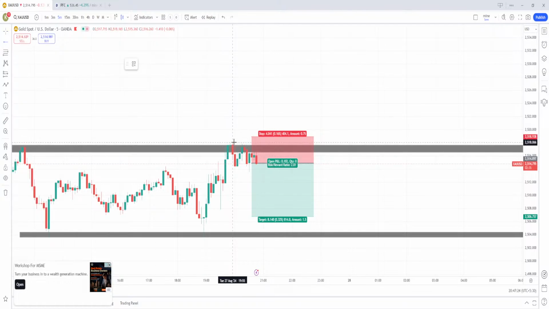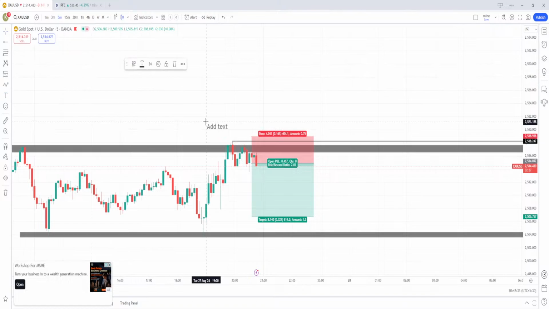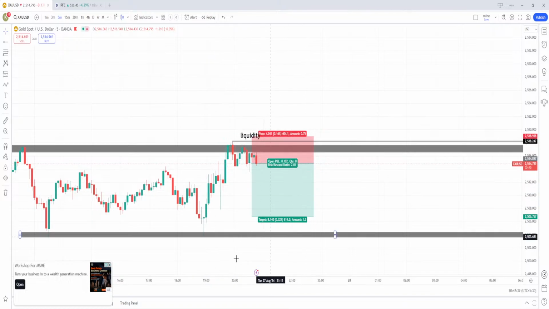This is the liquidity: fake breakout, liquidity, sell collection, whatever you call it. You can call it whatever you want, but I call it liquidity. And this is the strong supply zone.